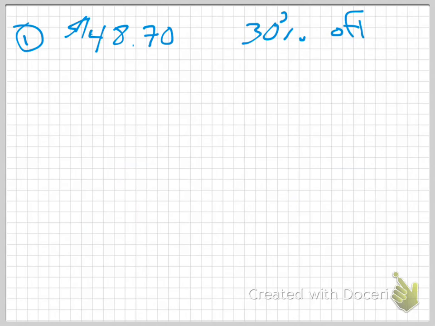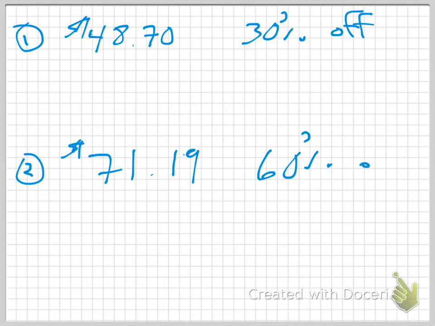Okay, so let's try one. Let's take a little quiz just to see if you can do this. There is a $48.70 item that is 30% off. I want to know how much off it is. Number 2, there is a $71.19 item that is 60% off. I'm asking you how much off it is. Okay, let's do number 1.